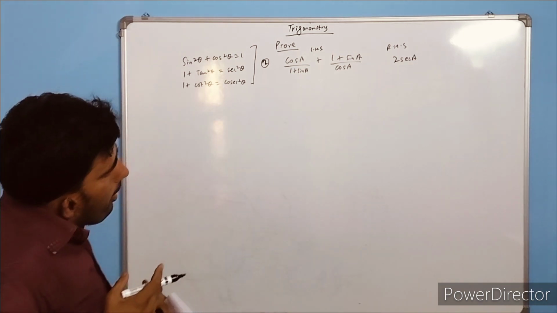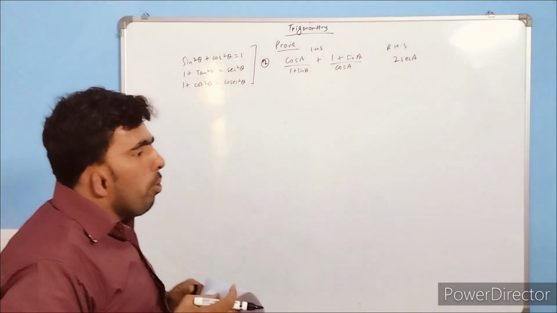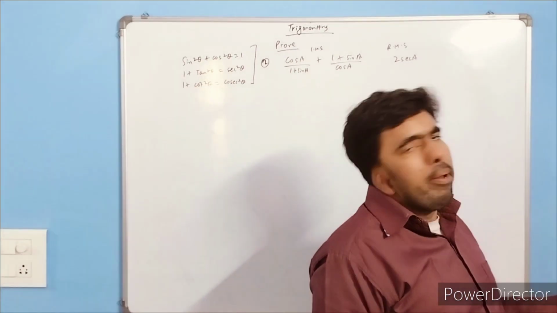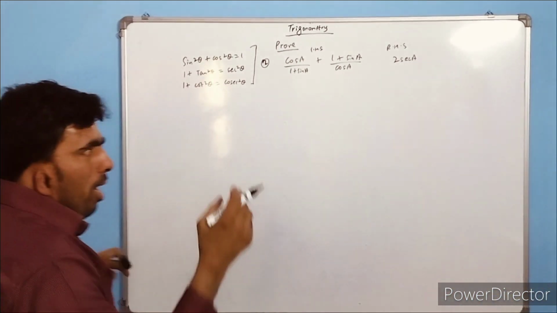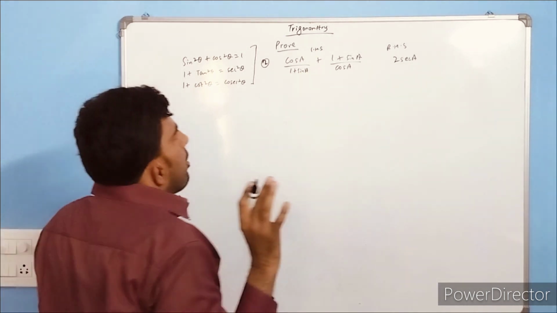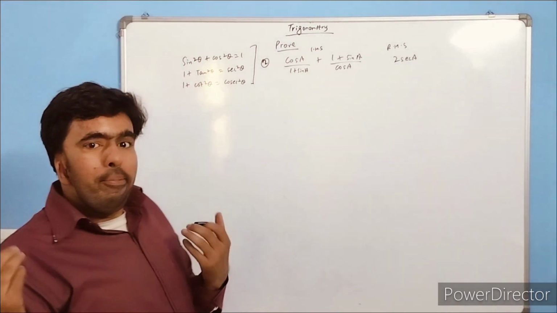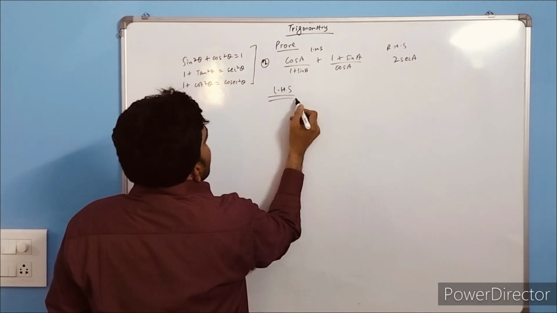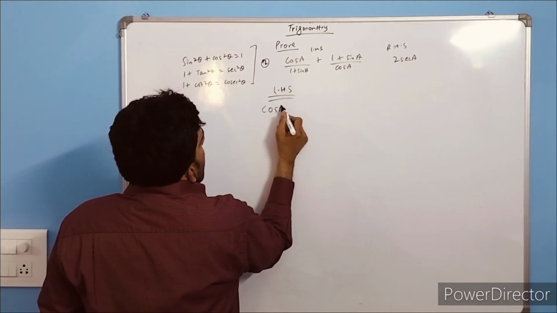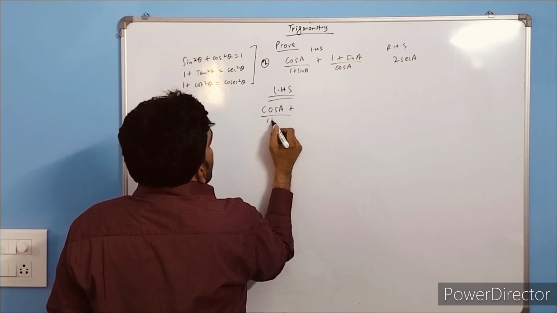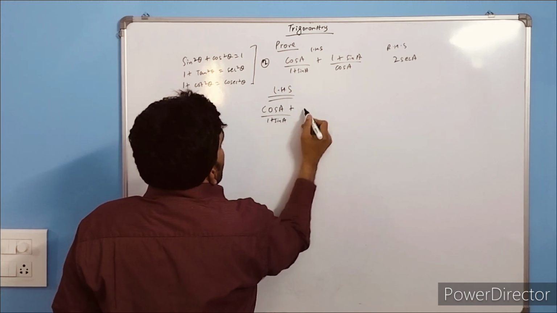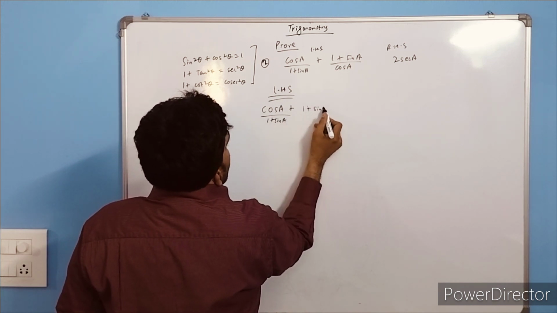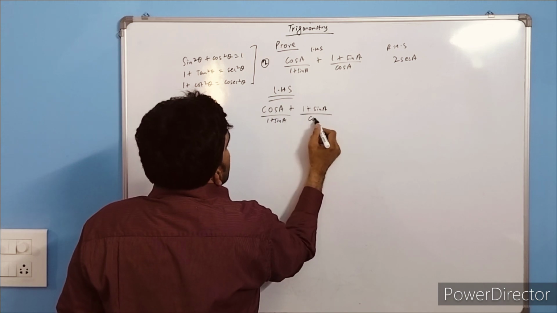It's already clear from this question that only the LHS we can simplify. We can further solve it. RHS is already in the simplified form. Okay, so now take LHS. What they have given? Cos A upon 1 plus sin A plus (1 plus sin A) upon cos A.